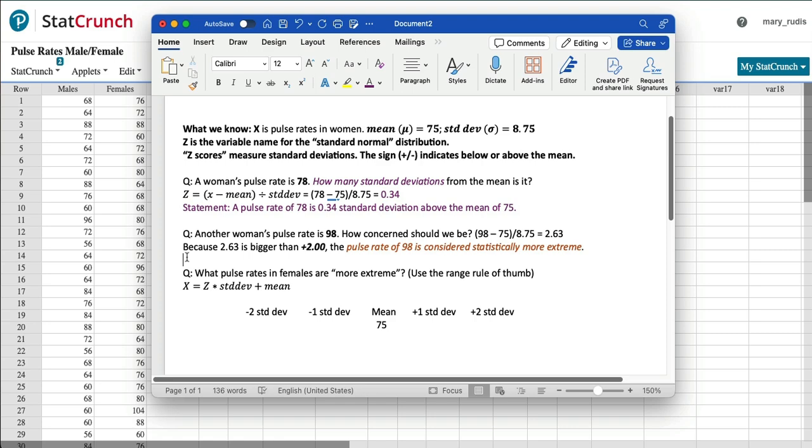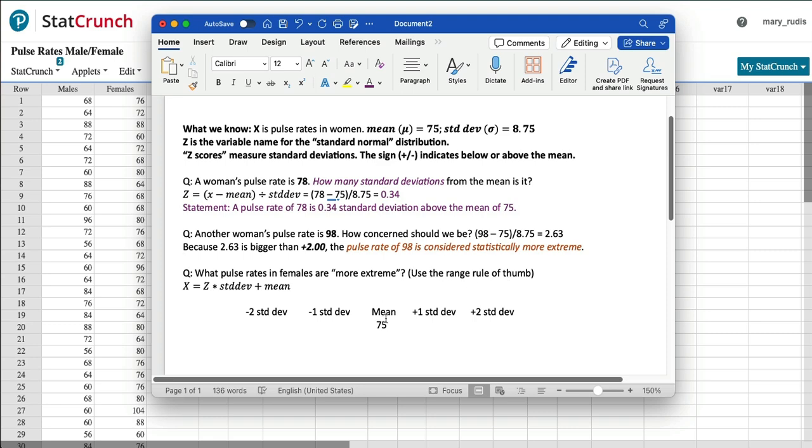We could say the same thing in the other direction. If we had a number that was below -2 standard deviations, so we're about to calculate those here down below, we're going to see what those cutoffs are for what is considered to be statistically extreme. And in fact, that's the question that's asked here. So what are the pulse rates in females that are considered to be more extreme? And we're going to use the range rule of thumb for that.